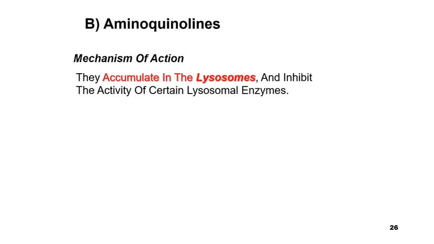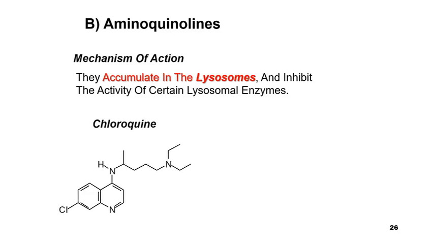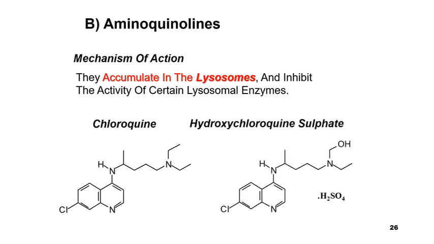Aminoquinolines, as they accumulate in lysosomes, can inhibit the effect of certain lysosomal enzymes, and hence they can stop the progression of tissue damage. Chloroquine and hydroxychloroquine sulfate are two examples of this category of drugs.